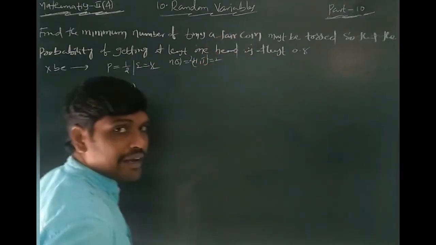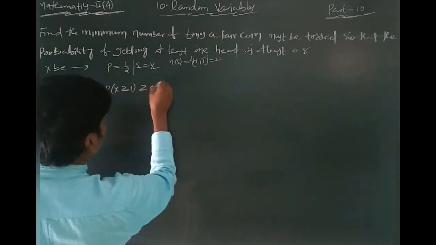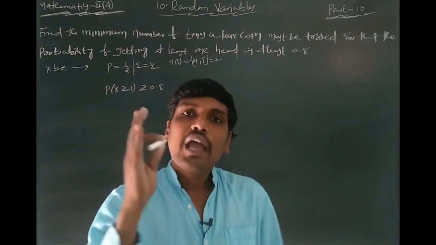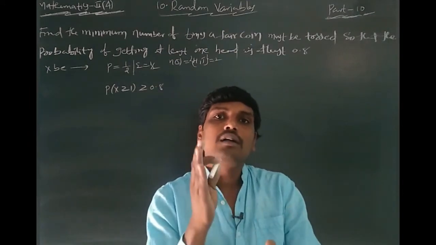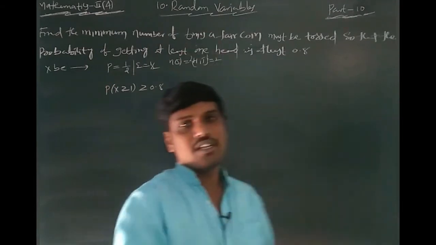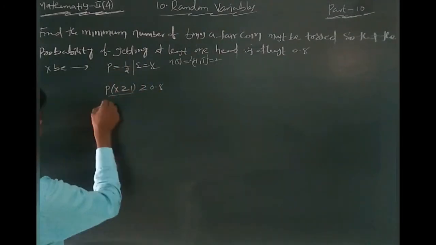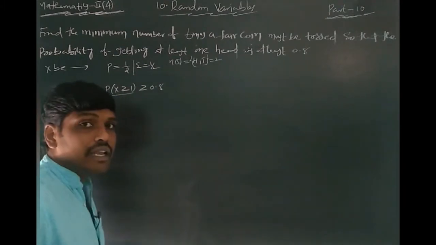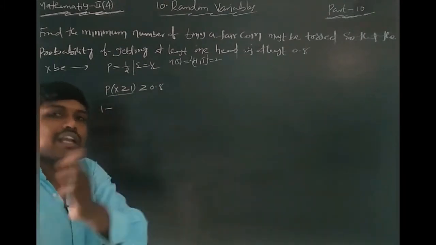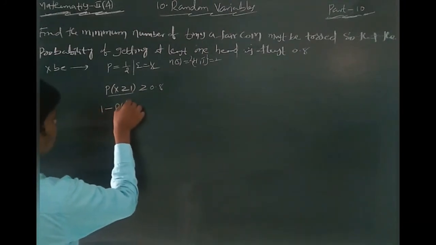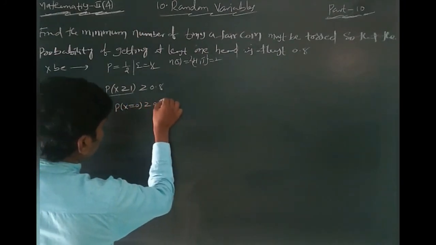At least 0.8 is nothing but greater than or equal to 0.8. At least 0.8 means the value equal to 0.2 or 0.8 or more than 0.8. That's why you can write 0.8 here. Here, at least one means total probability. You can eliminate the probability of x equal to 0. You get at least one less than 0.8.